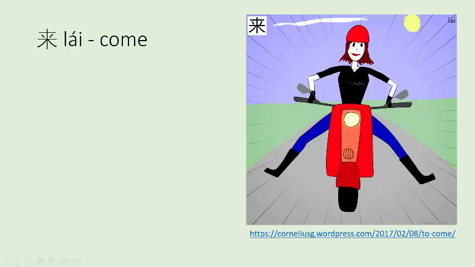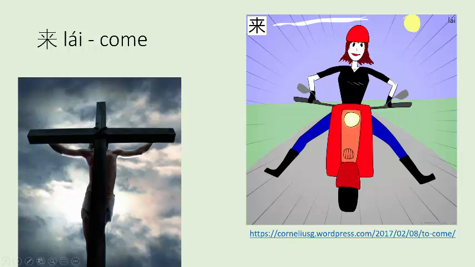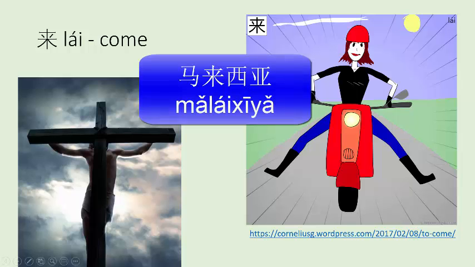The next character is Lái, come. There's a website that illustrates a lot of characters. It's at wordpress.com. It was a project by Cornell, I assume. And so they've illustrated the character Lai as someone on a scooter. But the way I remember the character is as someone being crucified. Because if you start with the cross and then you have the 2 arms, and Jesus is supposed to come back if you're Christian, right? So come, Lái. And this is part of the word Malaysia, Malaysia.